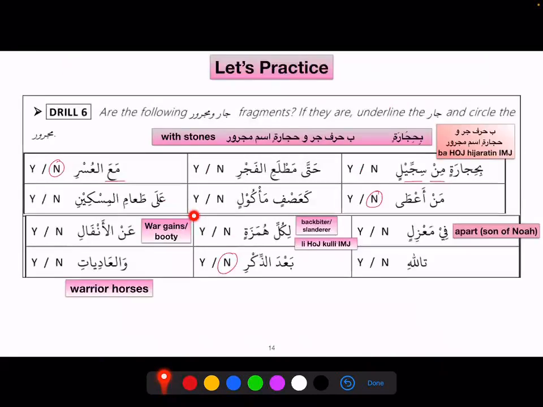Okay, now let's do some more practice over here. Bi hijaratin min sijjil. So how is the word bi hijaratin? Hijaratin is an ending sound for feminine.